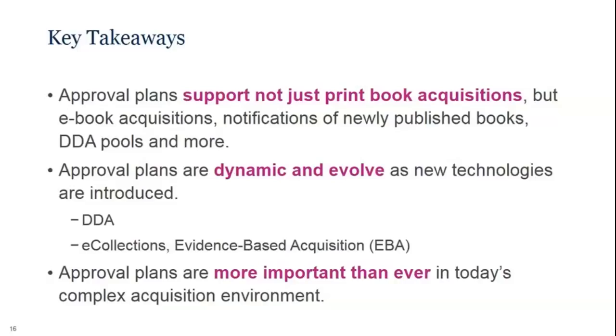So there are a few subject areas where actually the approval plan books are being used more heavily than the firm orders. So we are working with the subject librarians to explain that maybe they don't need to firm order so many books since they don't get as much use as the books on the approval plan. But overall, the firm orders are used a little bit more than the approval plan books. So I hope this answers your question.